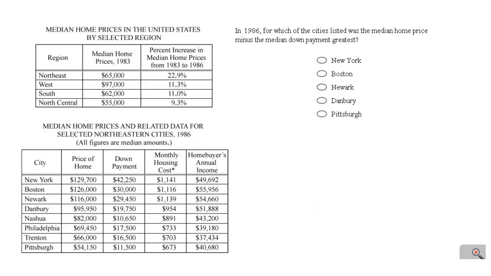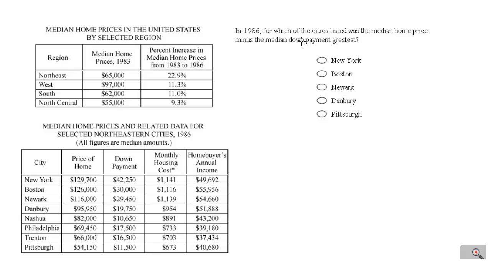All right, so this particular table gives us the median home prices in the United States by selected region. And this other table gives us the median home prices and the related data for selected northeastern cities in 1986. All figures are median amount.